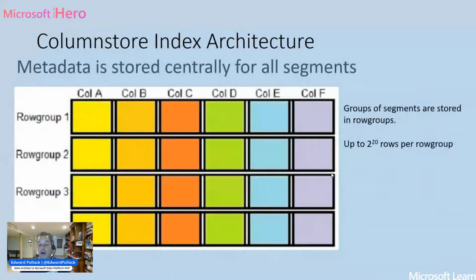Let's talk a bit about what the architecture is for Columnstore indexes. What do they look like? If you would actually look at them and see how they're stored, how do they work? And this is completely different from transactional rowstore indexes.